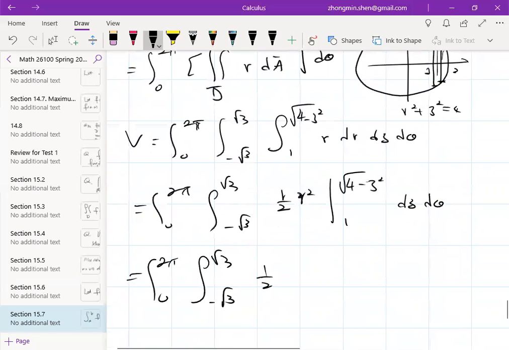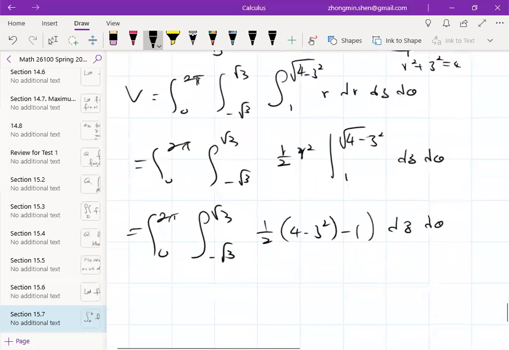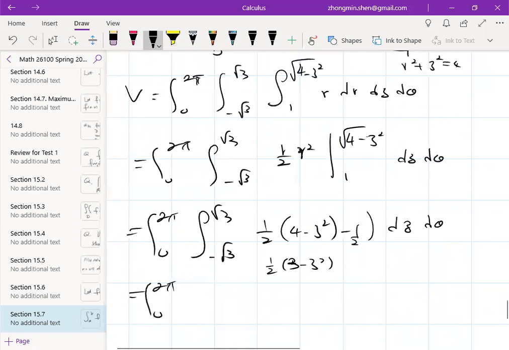And that will be r squared, 4 minus z squared, minus 1 squared, it's just 1. Right? And that will be 4, that's 1/2, right? So that will be half of 3 minus z squared. So the antiderivative will be 3z minus 1/3 z cubed.